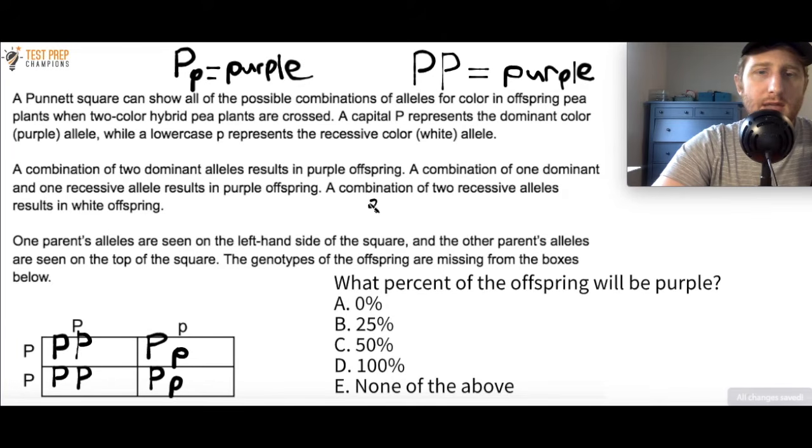So to get the 2 recessive alleles, we'd have to have 2 lowercase p's. When we look down here at our Punnett square that we filled out, I see big P, big P, big P, big P, big P, little p, and big P, little p. So I don't see any combinations of 2 little p alleles. So in other words, every single combination here is going to give us purple offspring. So D is the correct answer here.